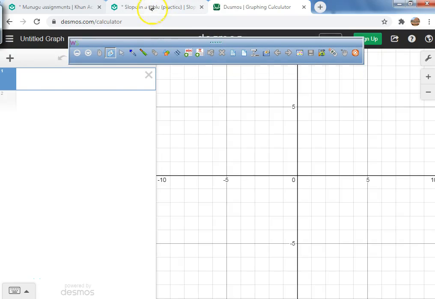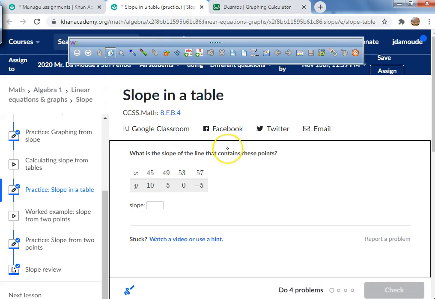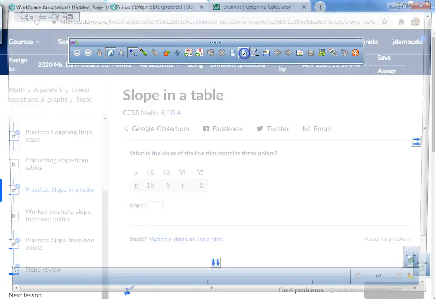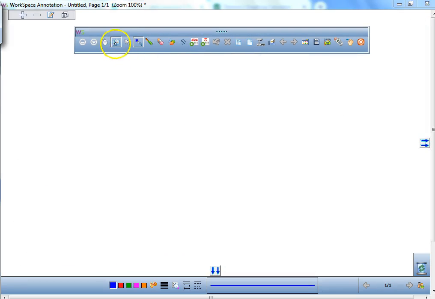All right, what we're going to be talking about today is a thing called slope in a table. Now, yesterday we started a problem. We never had a chance to finish it. And we had a table, and I need somebody to help me with the table.